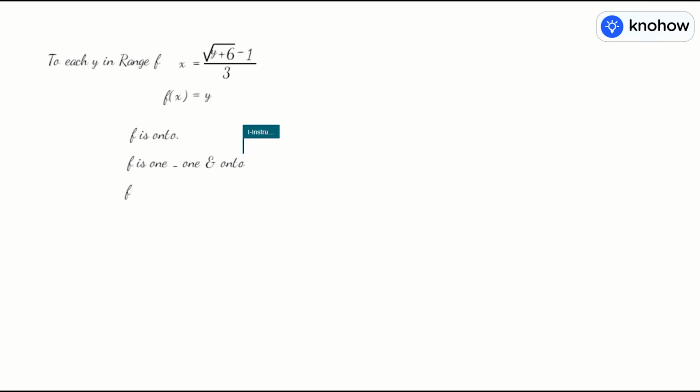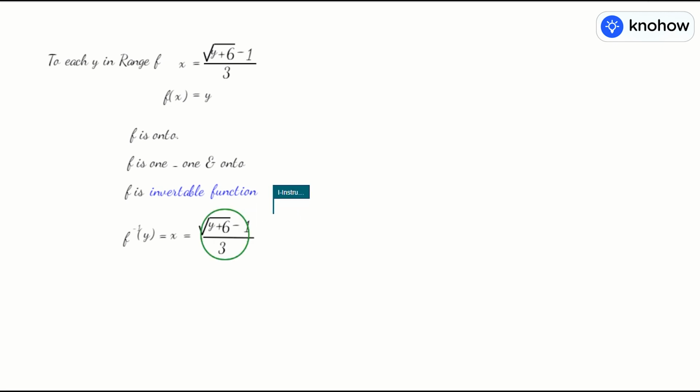And what is the value of x for which you get f inverse of y? f inverse of y is x. And what is that value of x? It is (under the root y plus 6 minus 1) divided by 3. So finally, let me tell you what f inverse of y is. It is (under root y plus 6 minus 1) by 3. So it is invertible, and here is f inverse.